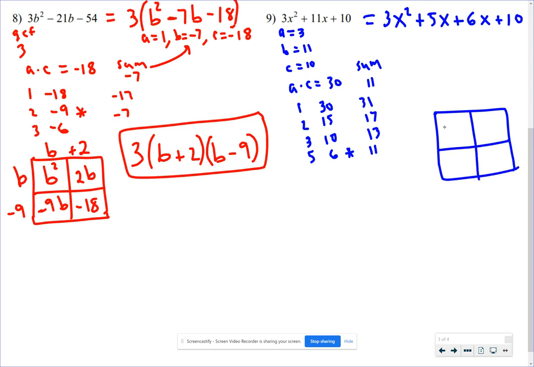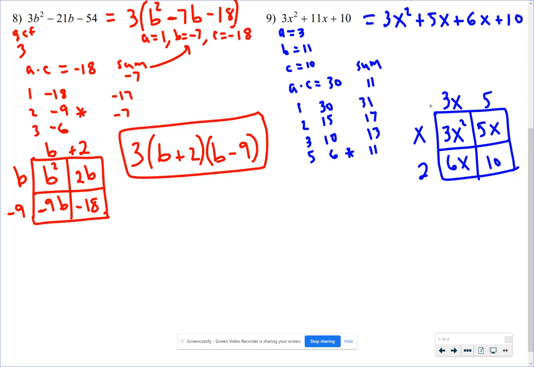2 by 2 box, and inside the box we have 3x squared, 5x, 6x, and 10. Just these 4 terms up here are in our box. Okay, GCF for the top row. For the bottom row, 6x and 10 have a common factor of 2 and nothing bigger. 3x squared and 6x, so that first column is 3x. Second column is a 5.